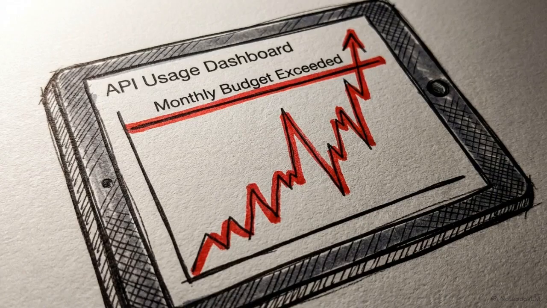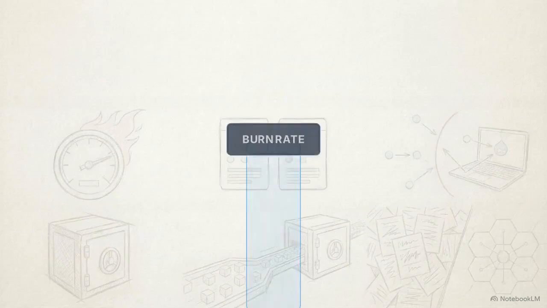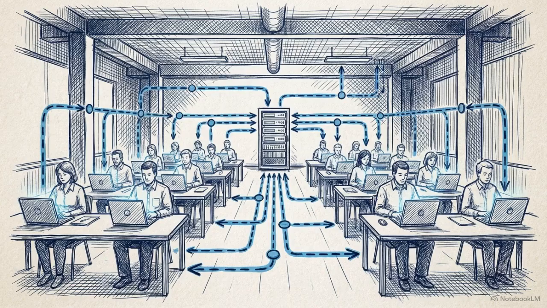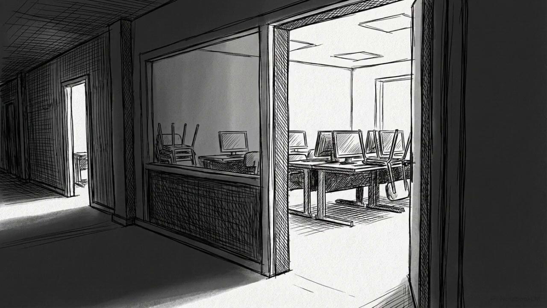An uncached flagship model will burn through a workshop budget in minutes. But if you pair caching with a budget tier model like DeepSeek v3.2, your token burn rate becomes incredibly efficient. Mastering token efficiency through caching is the exact difference between a sustainable training program and one that gets shut down by the finance department.